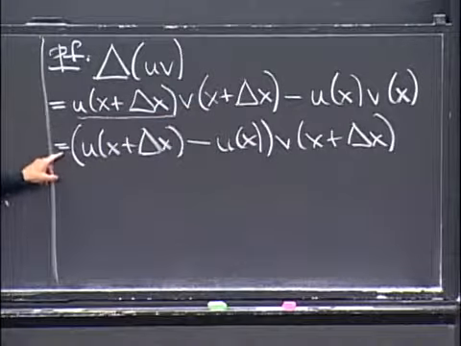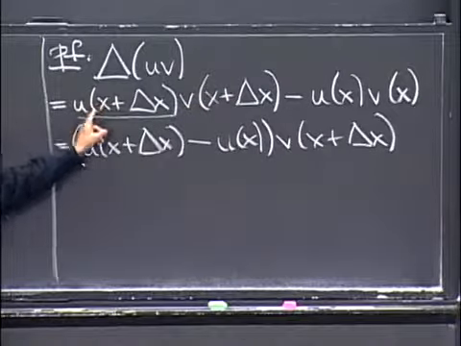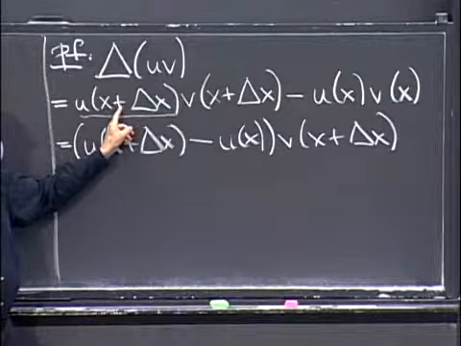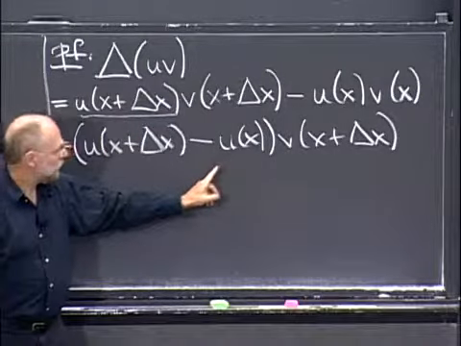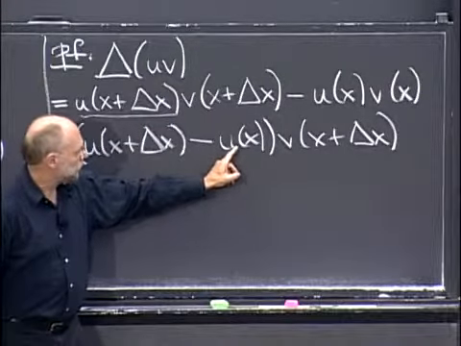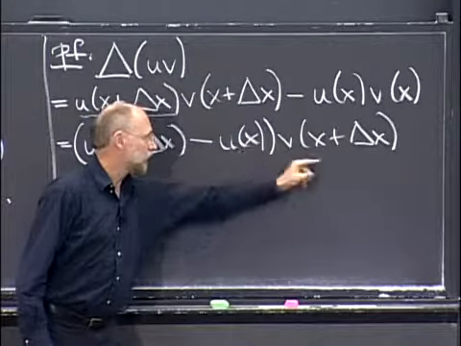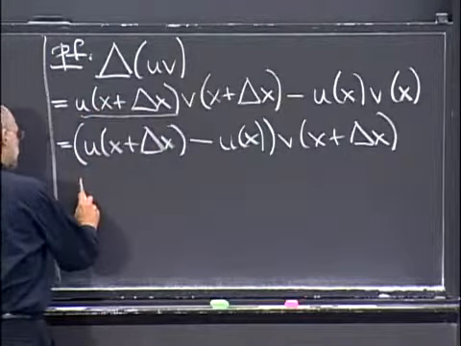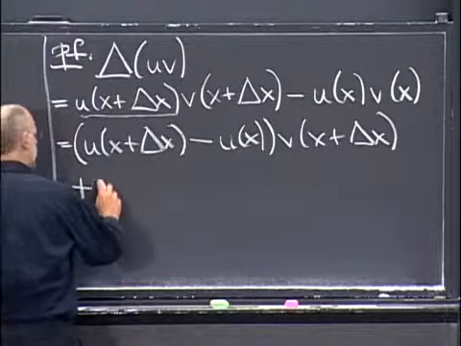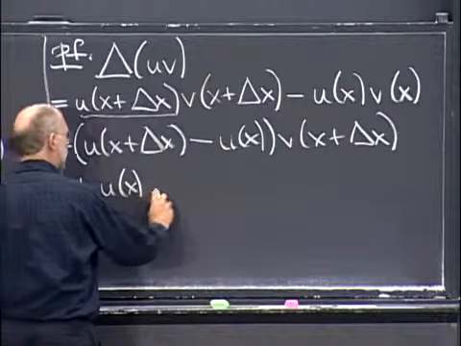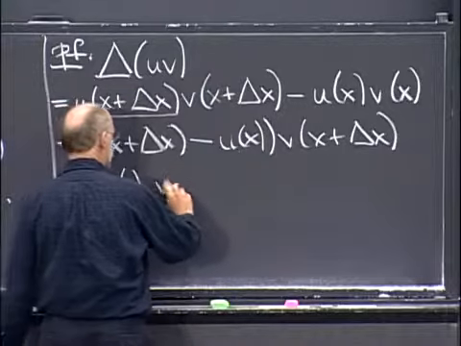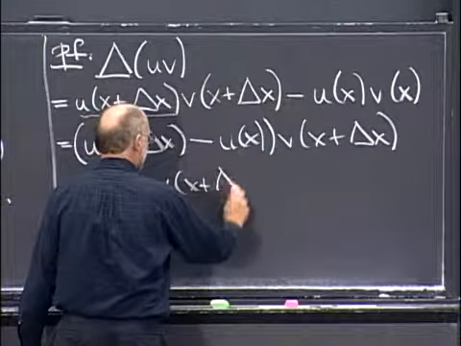Now this equality sign isn't very good right now. I've got this product here so far, but I've introduced something I don't like. I've introduced u times v of x plus delta x, right? Minus that. So the next thing I'm going to do is correct that little defect by adding in u of x times v of x plus delta x.